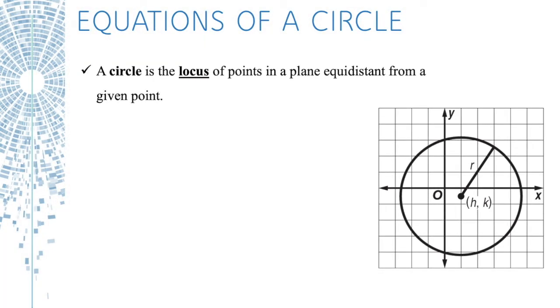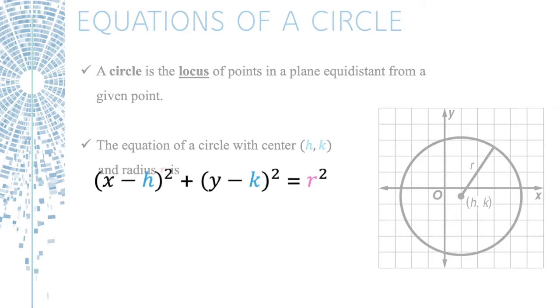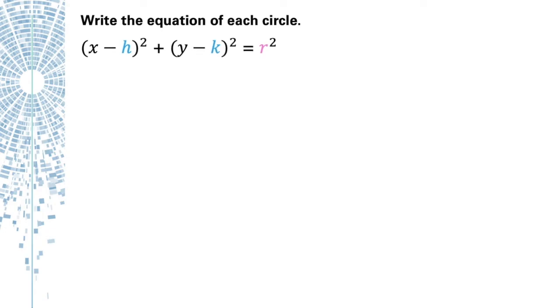A circle is the locus of points in a plane equidistant from a given point. And the equation of a circle with the center of (h, k) and the radius of r is (x - h)² + (y - k)² = r². Let me show you how this works. We're going to write a couple of equations.